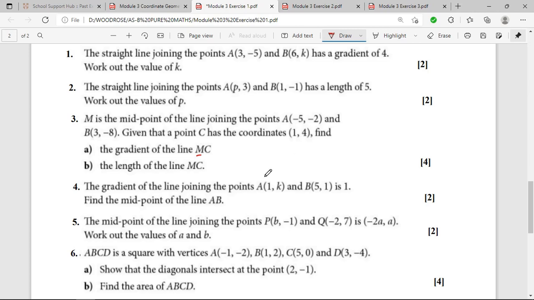So number 3 is just a matter of finding M, which is the midpoint of A and B. Let's recall, how do you find M? M is the midpoint of A and B. So what do we do for x? Let's add the x values. We're going to say minus 5 plus 3, then divided by 2. That will be the midpoint for the x value. Then for the y, we have the y values, minus 2 plus minus 8.